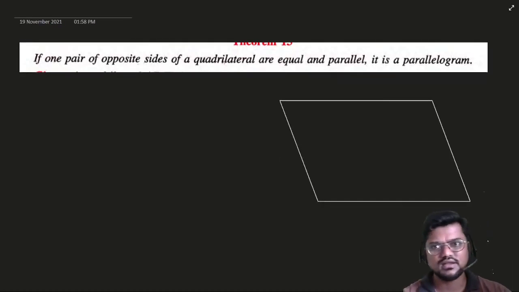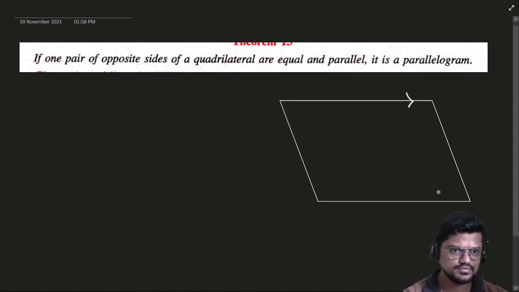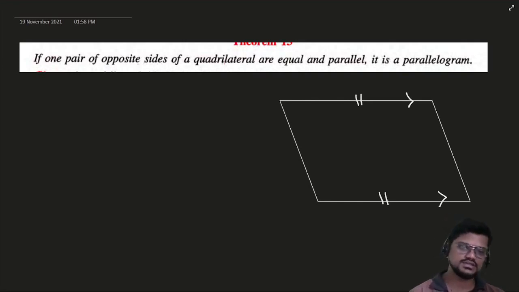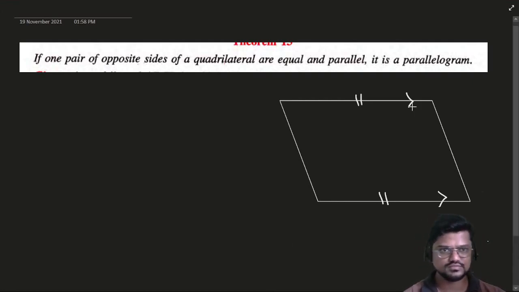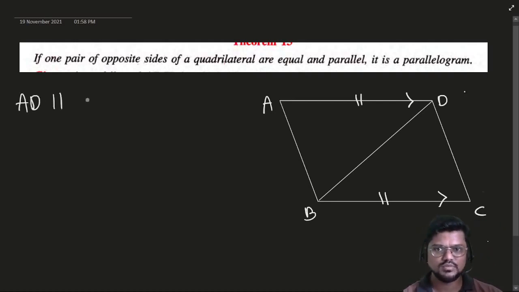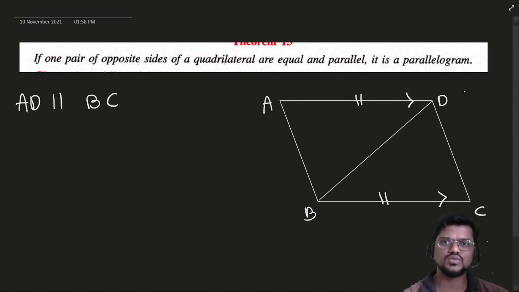But what do we know? That these two lines are parallel and these two lines are equal also. Then we have to prove that it is a parallelogram. Now how can we prove it? Again the same way, we will draw a diagonal like this. We will name it A, B, C, D. Over here, what do we know? AD is parallel to BC. This is what is given. What all things do you have in given?